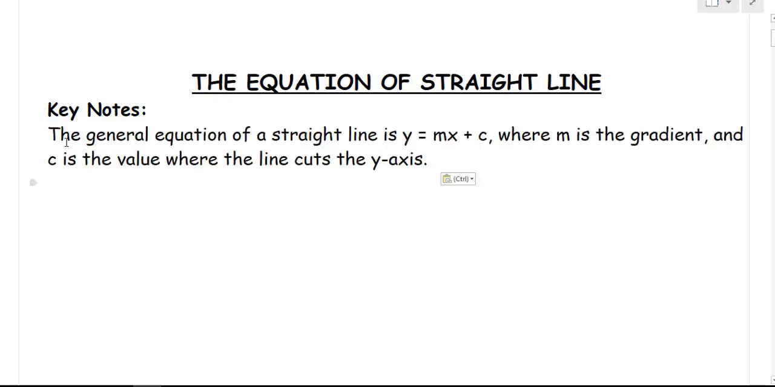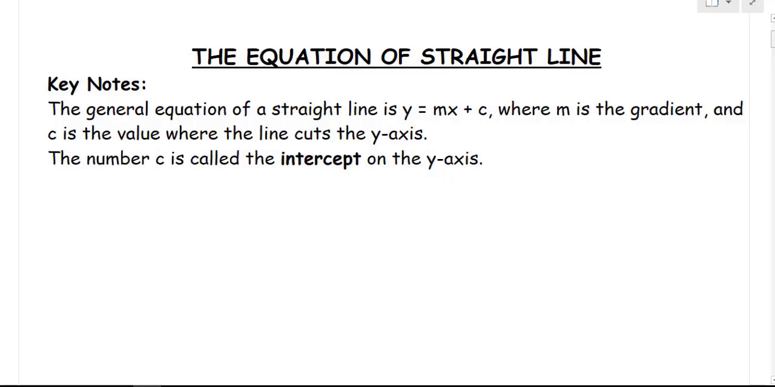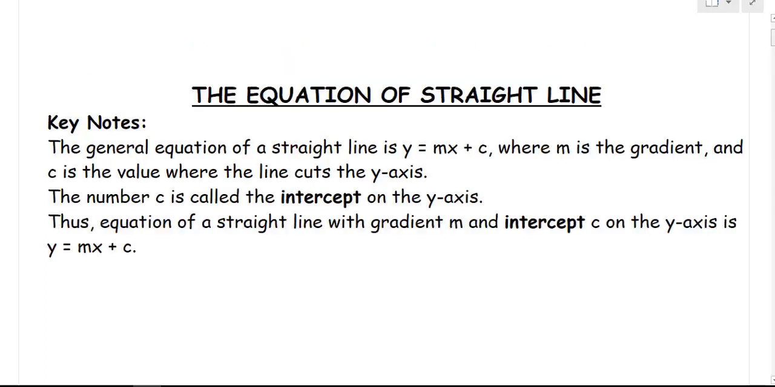1. The general equation of a straight line is in the form of y equals mx plus c, where m is the gradient of the slope of the line, and c is where the line cuts the y-axis. 2. The number c is called the y-intercept. And 3. The equation of the straight line with the gradient m and intercept c will therefore be of the form y equals mx plus c.